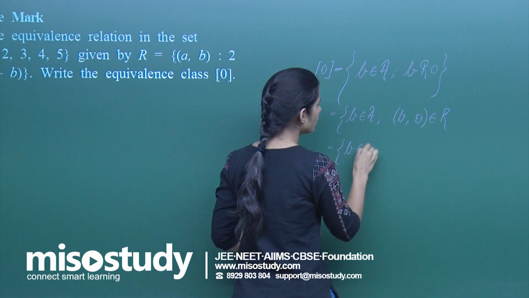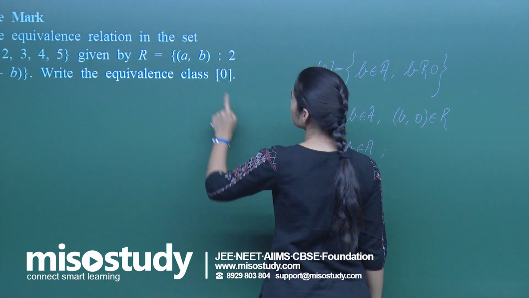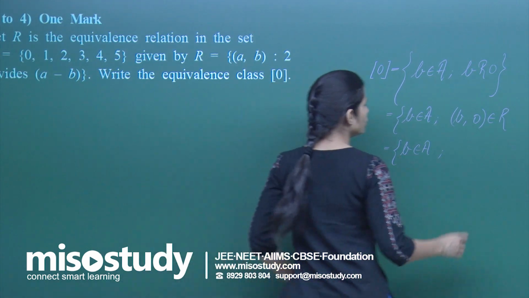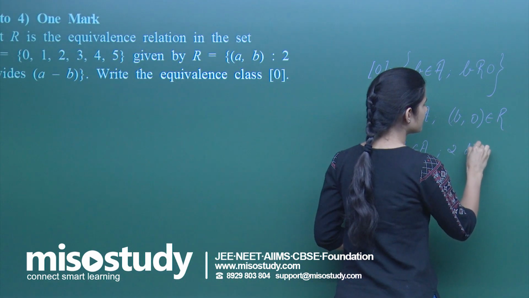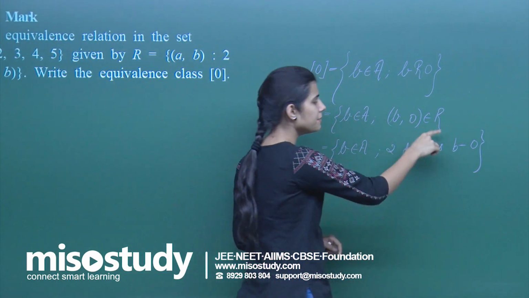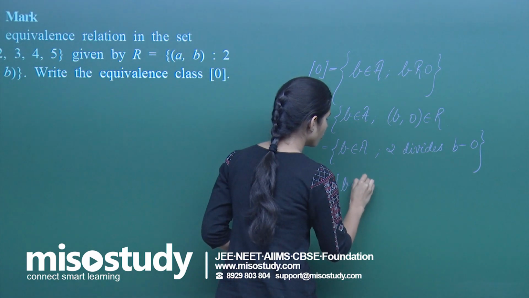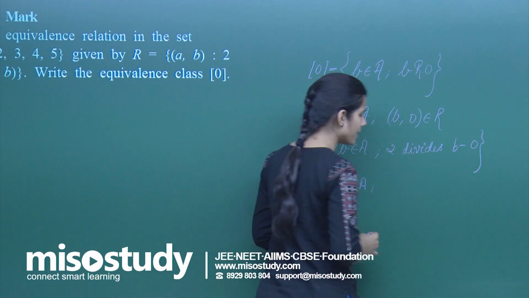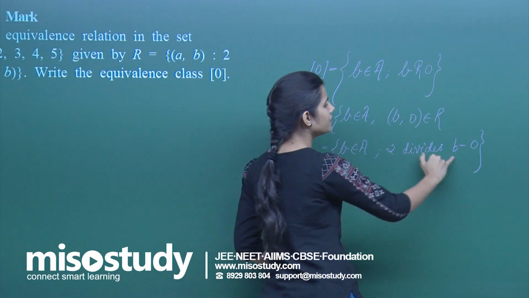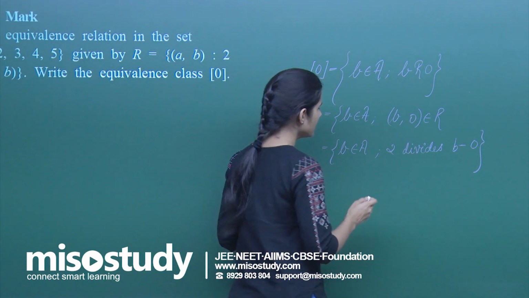That means I want all those elements in set A such that (b, 0) belongs to R. (b, 0) will belong to R if and only if 2 divides b minus 0. Only then (b, 0) will belong to R by the definition of R. Which are those b's such that 2 divides b minus 0? Let's try and see. Elements in set A are 0, 1, 2, 3, 4 and 5.